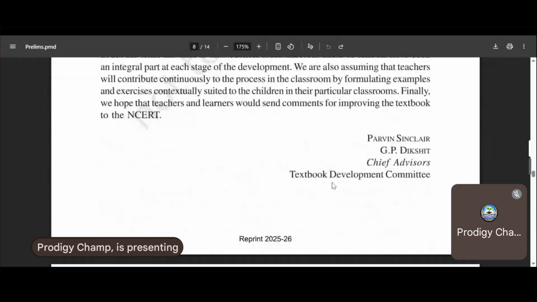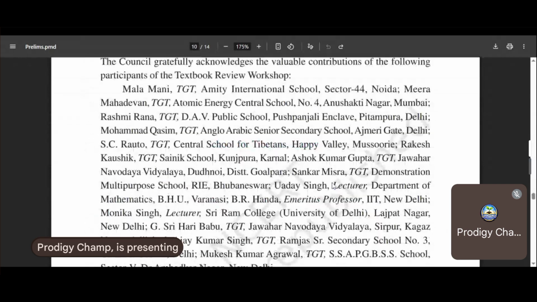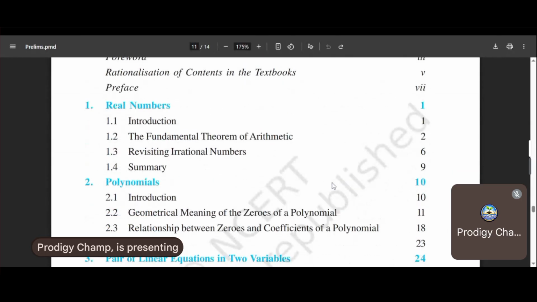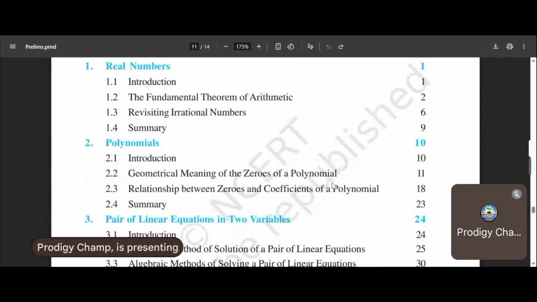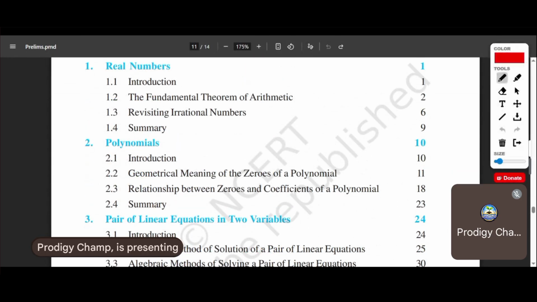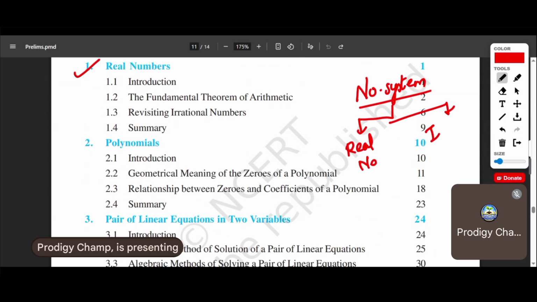Yes. So let's get started with those chapters. We have totally 14 chapters. The first chapter is real numbers, which you have learned as number system in your ninth standard. So what is number system? It is classified into real numbers and imaginary or complex numbers. Imaginary or complex numbers you are going to learn in 11th standard.